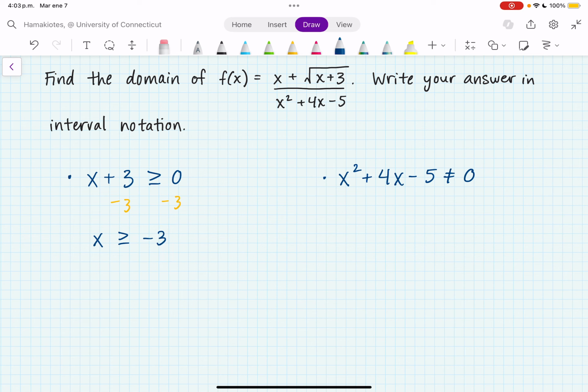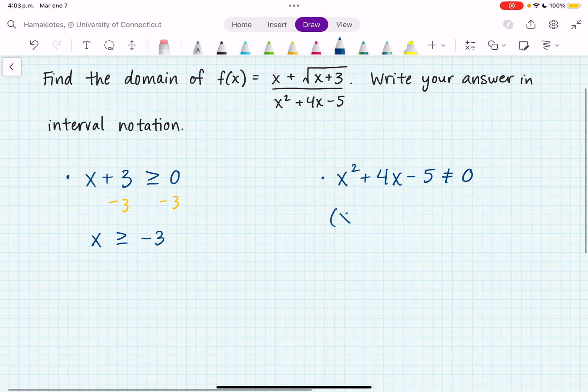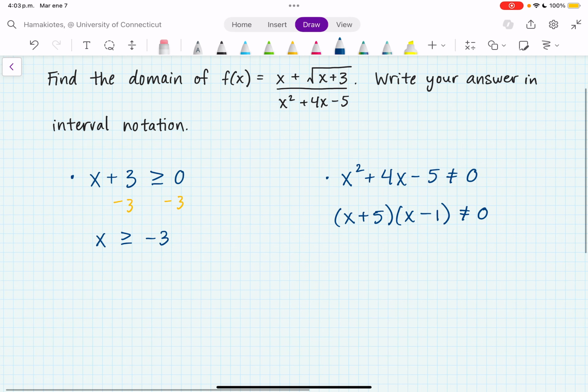Now, from x squared plus 4x minus 5 not equal to 0, we can factor the left-hand side. So we want to find two numbers that multiply to negative 5 but add to positive 4. So if you choose positive 5 times negative 1, that gives us minus 5, and 5 plus negative 1 is 4. So this can factor as x plus 5 times x minus 1. And this is not 0, which tells me that x is not minus 5 or 1.